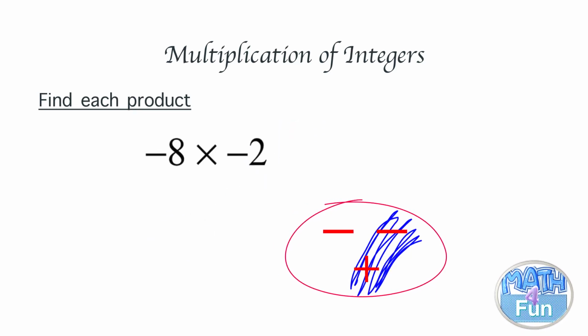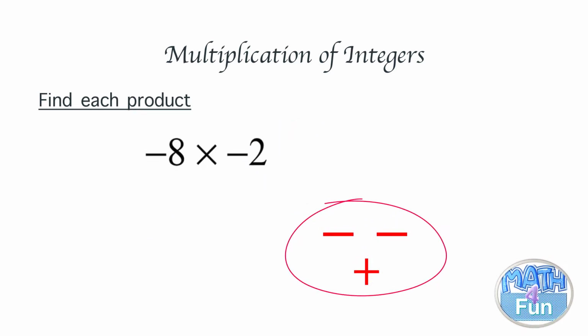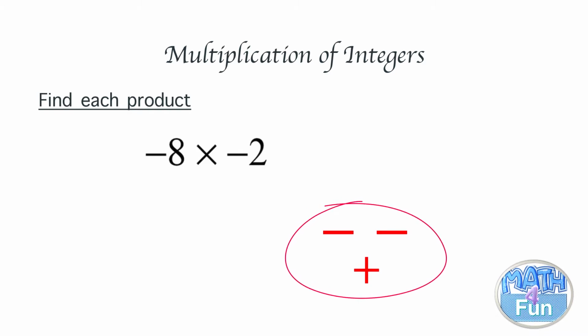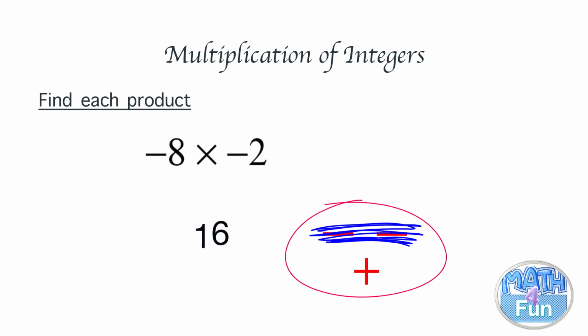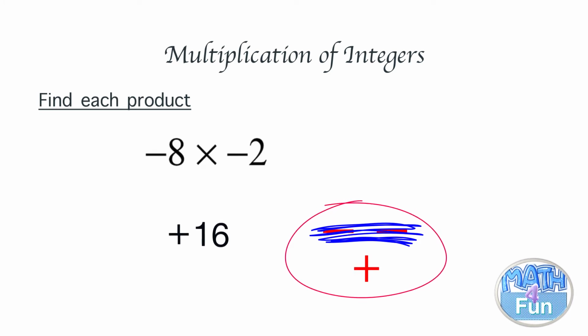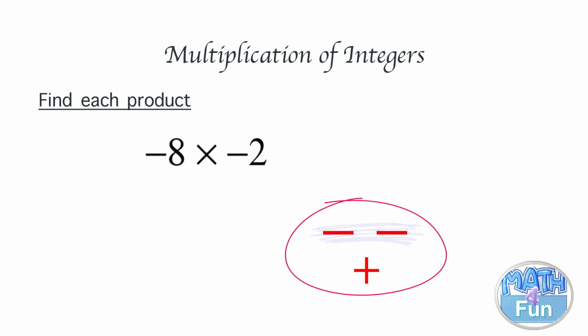What about this one? Here we have two minus signs. So minus 8 times minus 2. 2 times 8 is 16. We write it. And minus times minus, look at the face, take off the two minus signs, you will be left with a positive sign. So just write it here and your answer is going to be plus 16.